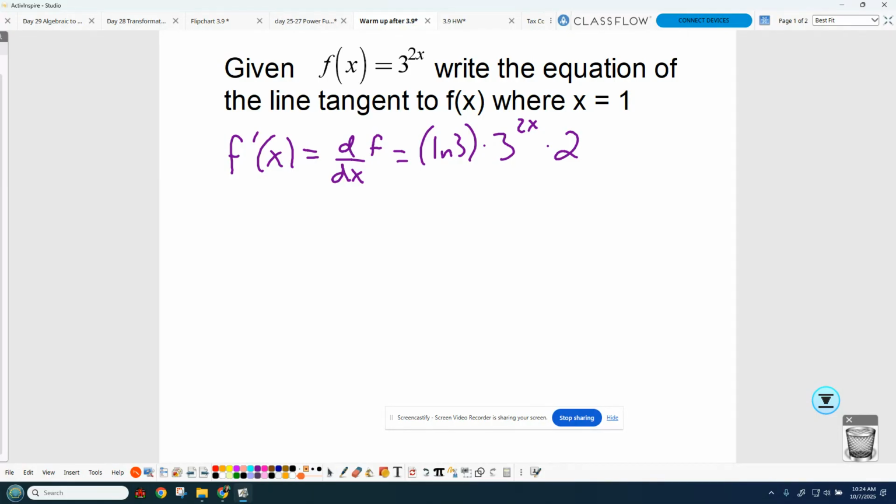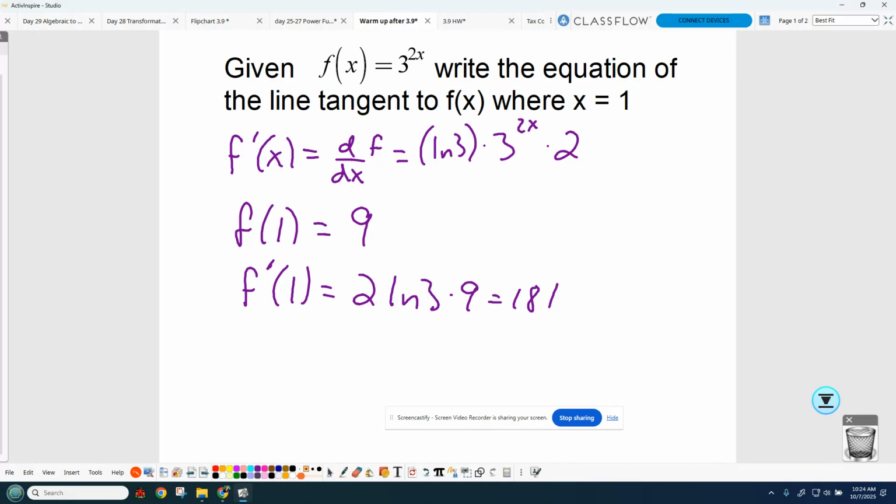This isn't e, it's 3. So 3 to the stuff is 3 to the stuff times derivative of stuff, and then you've got to pay the exchange rate. It wasn't e, so we need that natural log of 3. Okay, so I need now a coordinate. F of 1 looks like 9. F prime of 1 looks like 2 ln 3 times 9, so 18 ln 3. So the equation of the line is y minus the y value equals slope times x minus the x value.